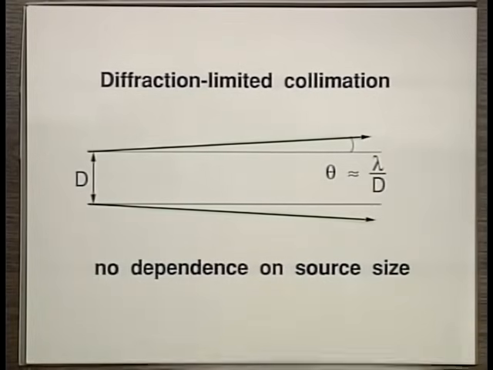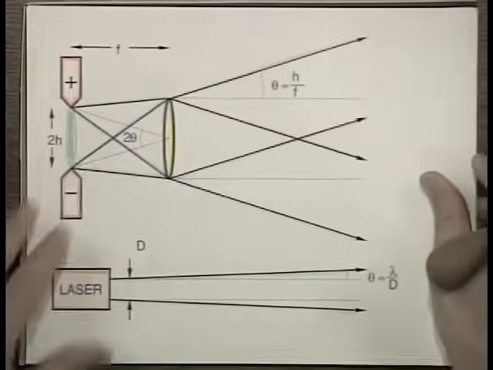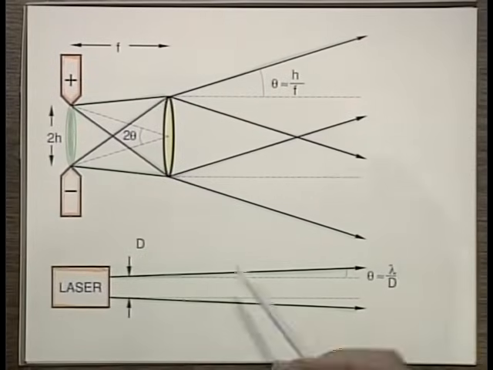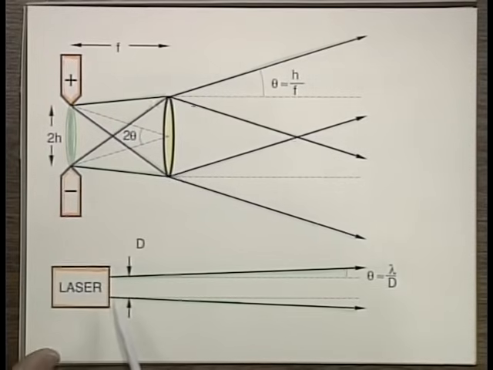Now, let's compare the output of a laser with this diffraction-limited beam. Here's a laser source, and with some optics I can create a beam of diameter d, and if I check its size further down, I indeed see that the angle of divergence is very close to lambda over d, just like the perfect light source that we talked about before.